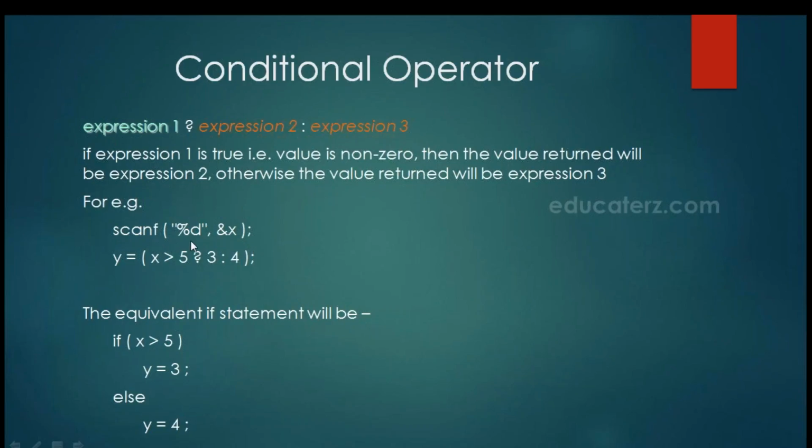For example, if we are reading some value from the end user into a variable x, and we have the statement y equal to x greater than 5 question mark 3 colon 4, then if x is greater than 5 it will return 3, and if not, it will return 4, and that will be assigned to y. This is equivalent to the if statement: if x is greater than 5, then y equal to 3, else y equal to 4. So this way we can use the conditional operator for small expressions. Now we will check out all these examples practically.